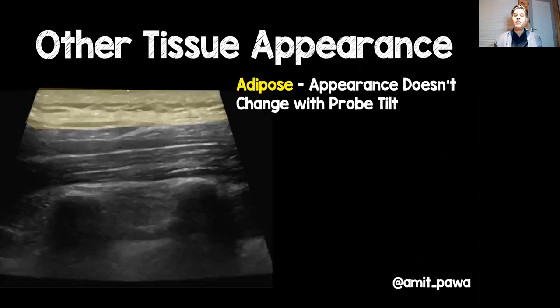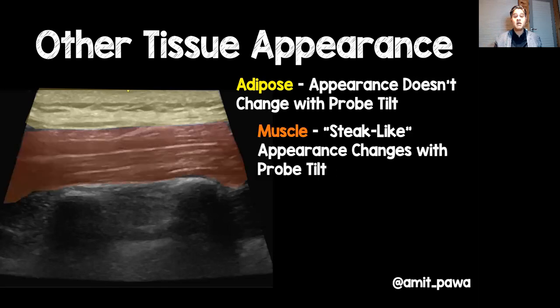Over here, if you have a look, adipose tends to have a relatively consistent, streaky appearance, but you can tilt the probe as much as you want and it pretty much looks the same. Adipose does not change in appearance with probe tilt. Whereas muscle, the next layer here, looks very steak-like. As you change the angle of the probe, if there's more than one set of muscle fibers or more than one muscle group, you'll see the fibers change in direction over each other, and the intensity of the structure changes with tilt. That's one way of distinguishing adipose from muscle.